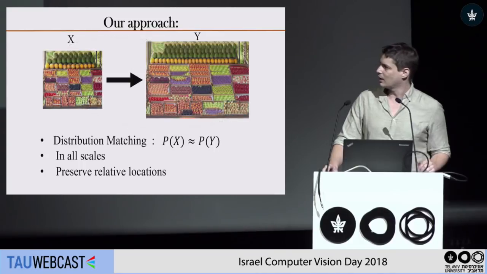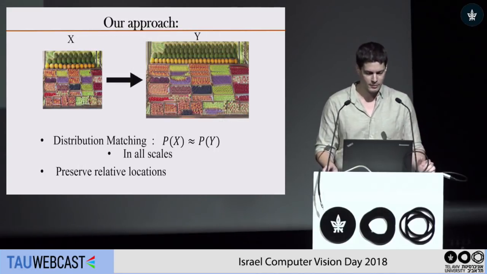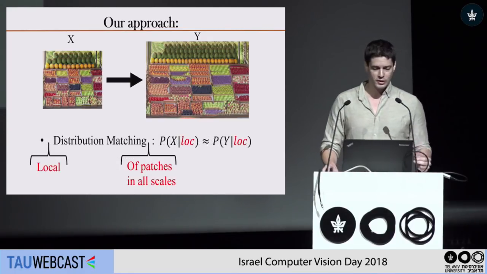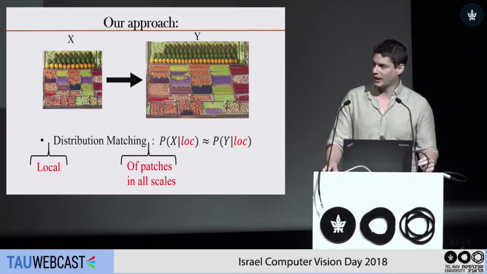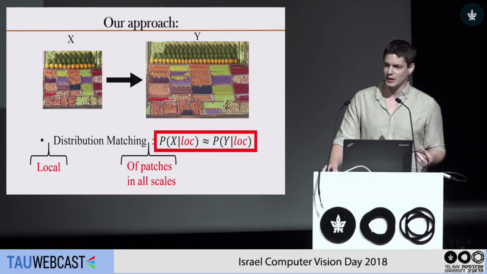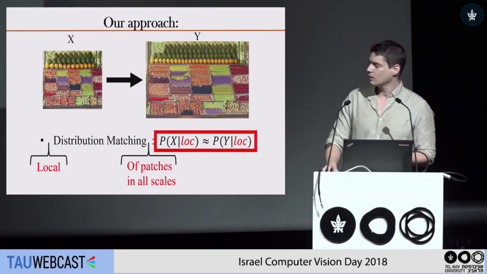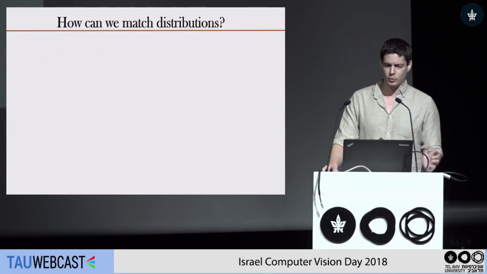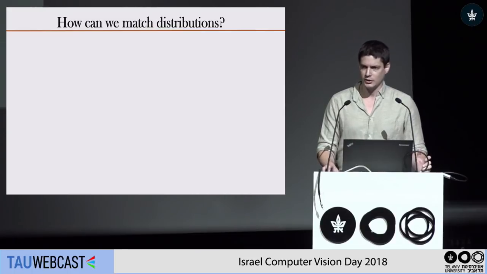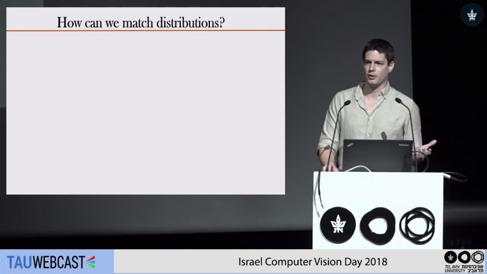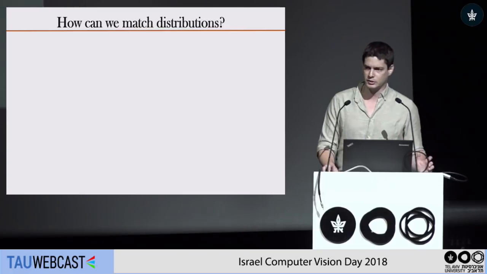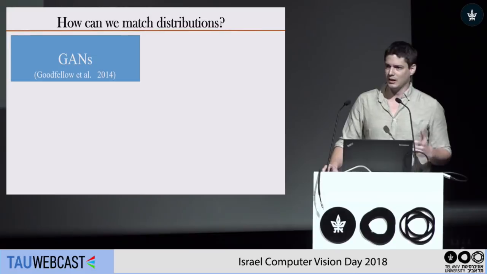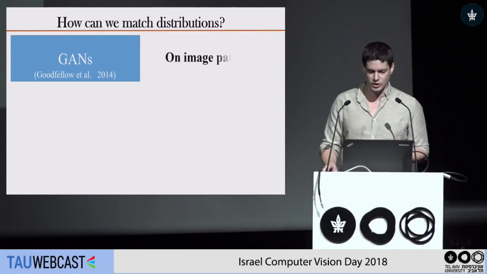Reformulating these three requirements into one general requirement, we want to do local distribution matching of patches in all scales. And we can formulate this as a conditional probability with respect to the relative location in the image. So, how can we match distributions? Over the past few years, there is a great way of drawing examples out of a learned distribution, and of course I'm talking about generative adversarial networks. But can they be applied to natural image patches?